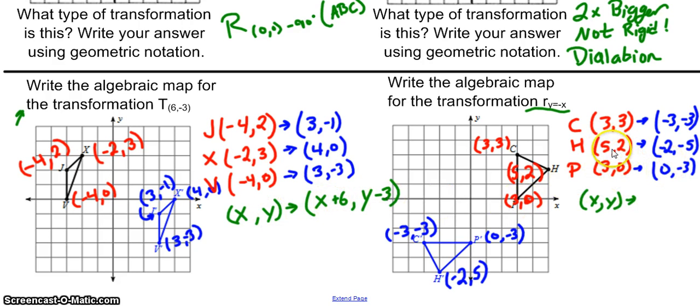For the second one over here, it seems like our x and y values are reversing and both becoming negative. Look at H. 5, 2 goes to -2, -5. And so our map will be y comma x, and both will be negative.